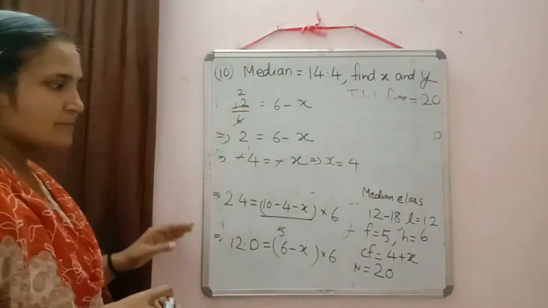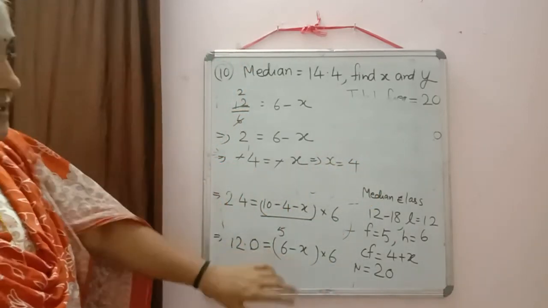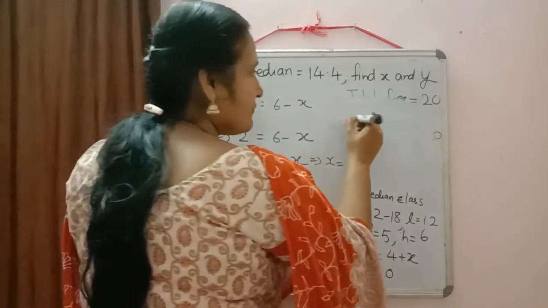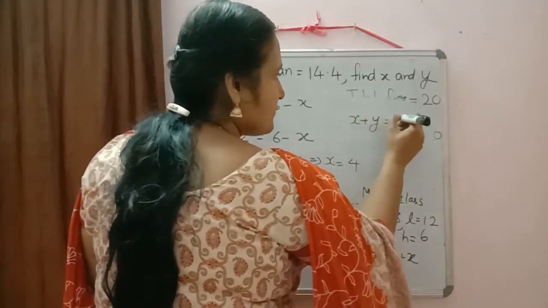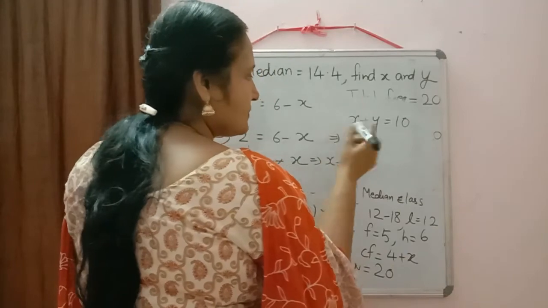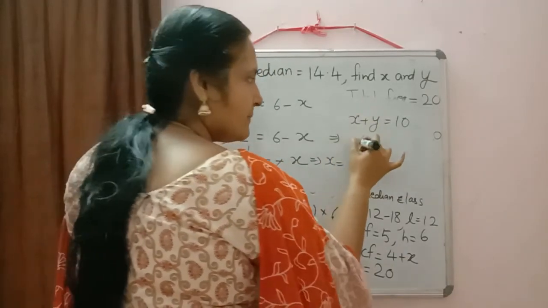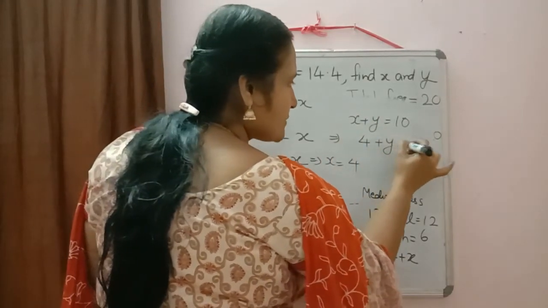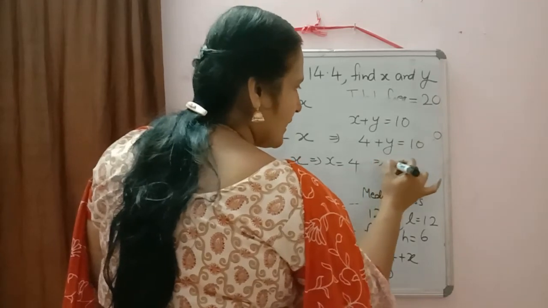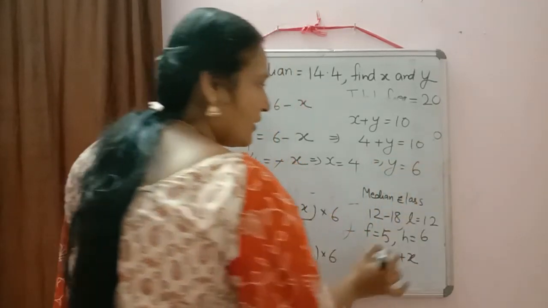Now we can substitute the value of x in the first equation. What did we write as our first equation? x plus y is equal to 10. So substitute the value of x here. Then we will get 4 plus y is equal to 10. y is equal to 10 minus 4, 6.